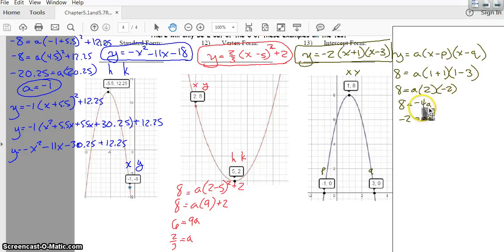2 times negative 2 is negative 4. Divide negative 4 over, get negative 2. So a is negative 2. We put our P in, we put our Q in, and that's it for that guy. Okay? That is a quick version.